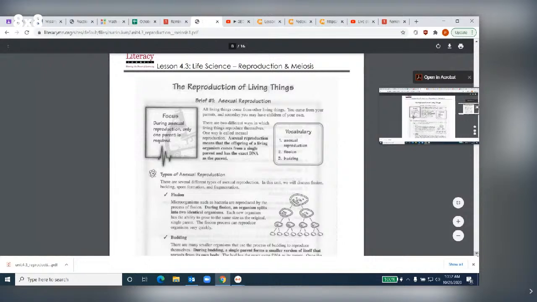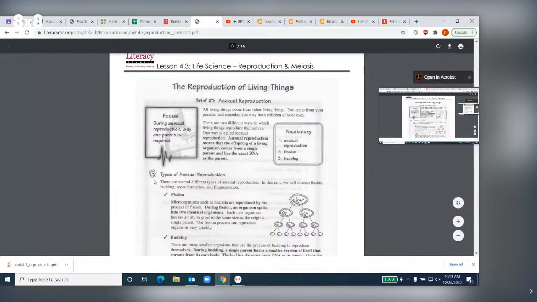Okay, and there are different types of asexual reproduction. It says in this unit we will discuss fission, budding, spore formation, and fragmentation. So fission, that's when microorganisms such as bacteria are reproduced by this process of fission. During fission, an organism splits into two identical organisms. Each new organism has the ability to grow the same size as the original parent. This fission process can reproduce organisms very quickly. You can see a diagram of it over to the right here.